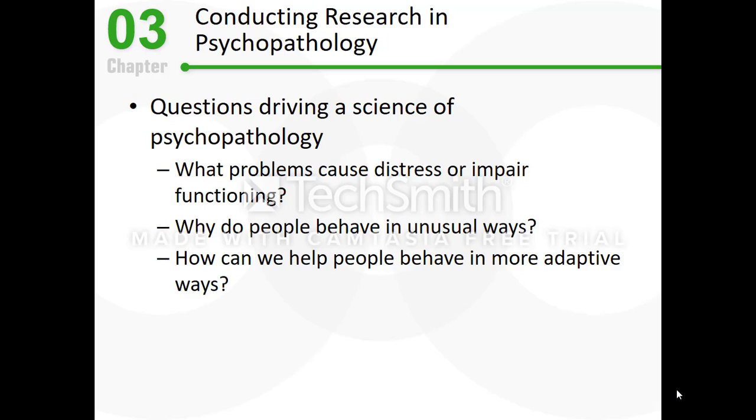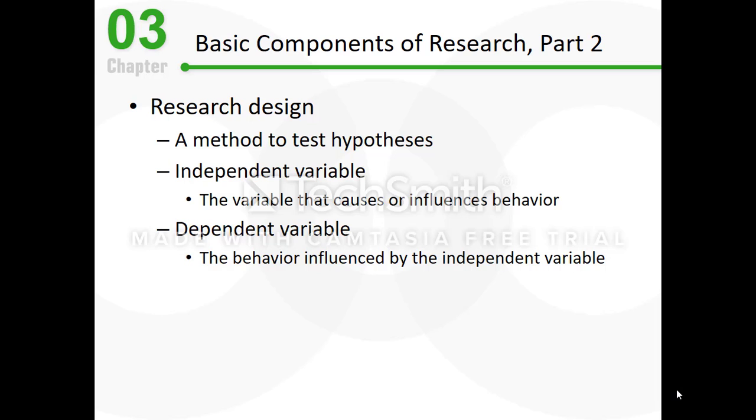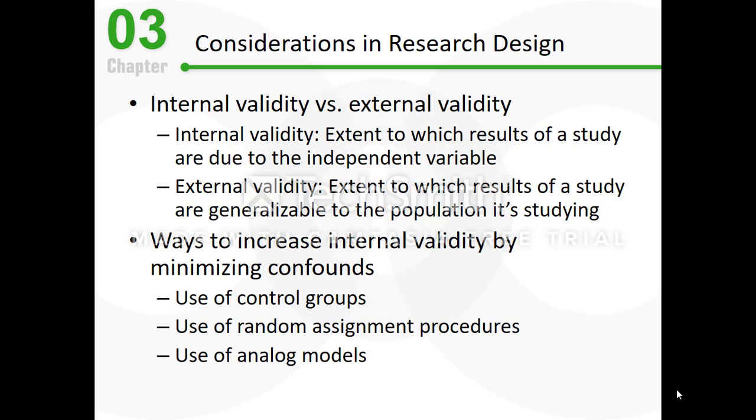Well, one of the things we have to do is understand psychopathology. So we want to know what problems cause stress, impair functioning, what causes people to behave in unusual ways, and what causes some people to behave in more adaptive ways. So we start with a hypothesis. However, not all hypotheses are testable, but we want to make them into a testable format. We have to select our research design, which is our method for testing that hypothesis. We have to define an independent variable, which is the variable we're manipulating or that influences behavior, and the dependent variable, which is the outcome variable that we want to look at.